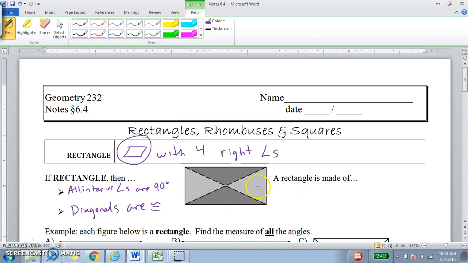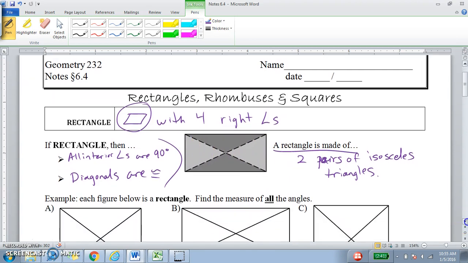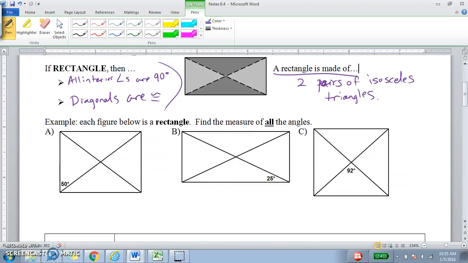Also, if we look at the shading of these triangles, these dark shaded ones and then the lighter shaded ones, these are actually two pairs of isosceles triangles. So because of all of this that we know about rectangles, if we draw in the diagonals, that actually cuts this rectangle into 2 separate pairs of isosceles triangles, which is sometimes helpful when we're proving things. Or when we're trying to find angles, like this down here.